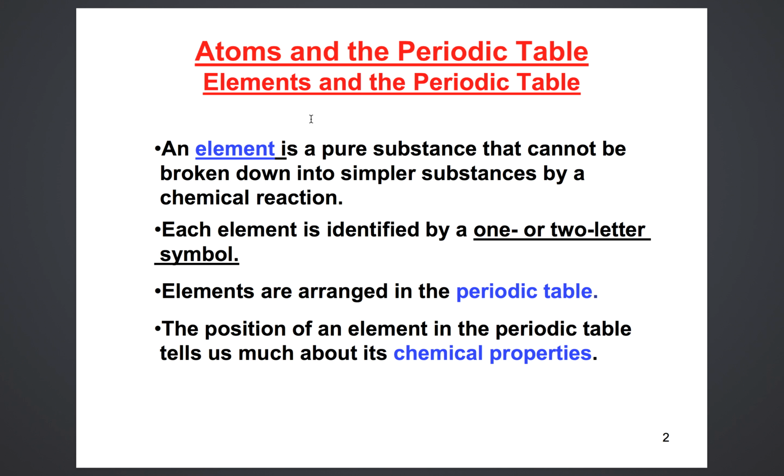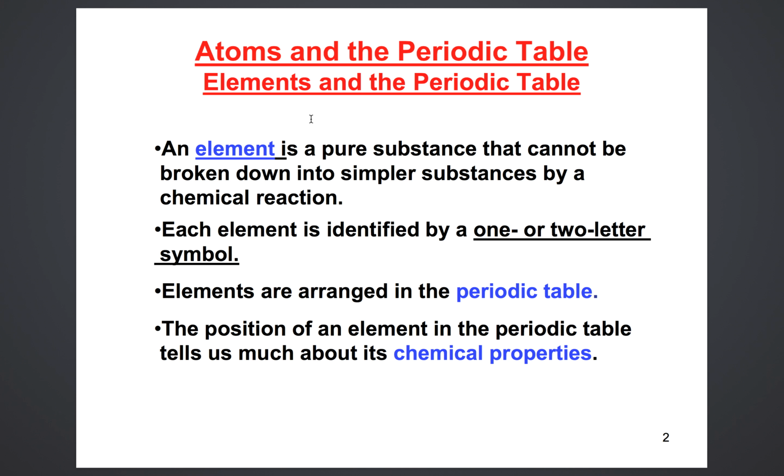Here we go. An element is a pure substance that cannot be broken down into simpler substances by a chemical reaction. Each element is identified by a one or two letter symbol. Elements are arranged in the periodic table. The position of an element in the periodic table tells us much about its chemical properties.